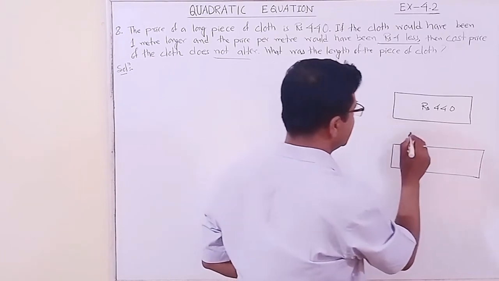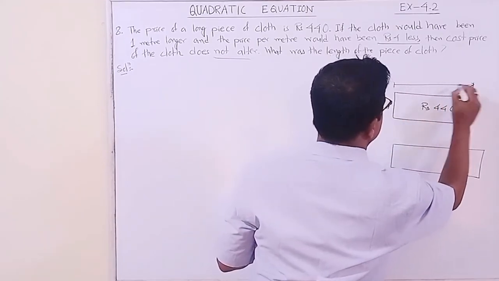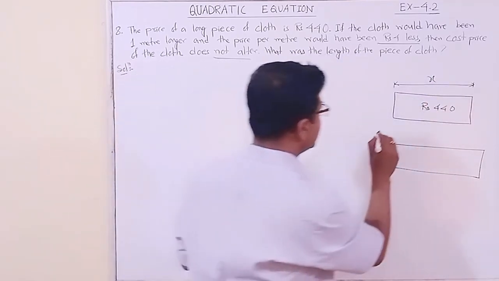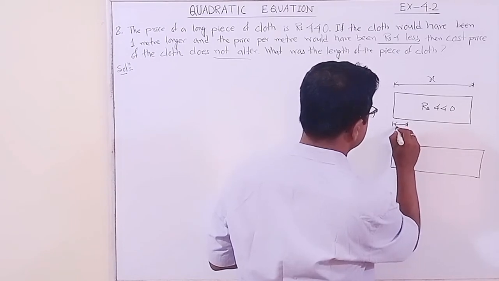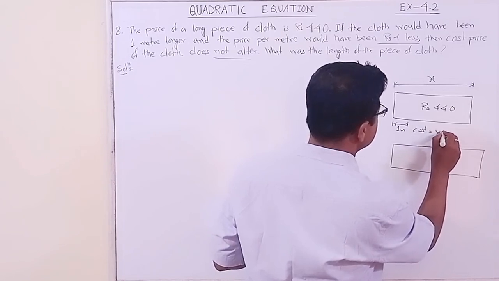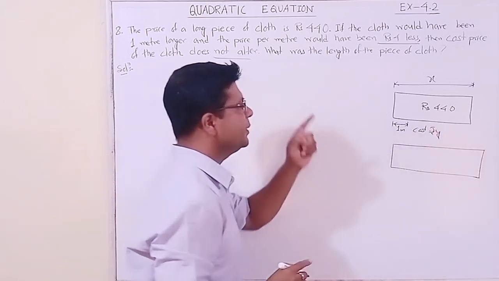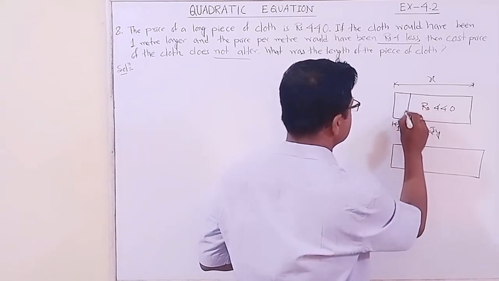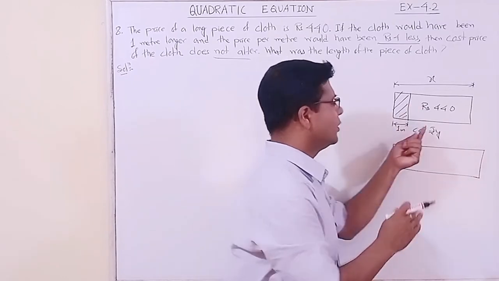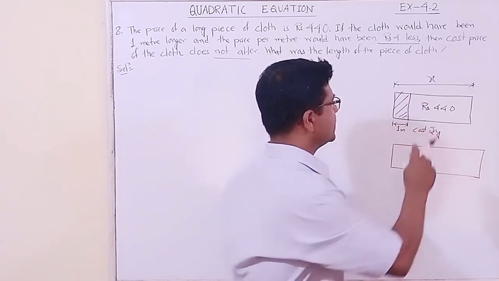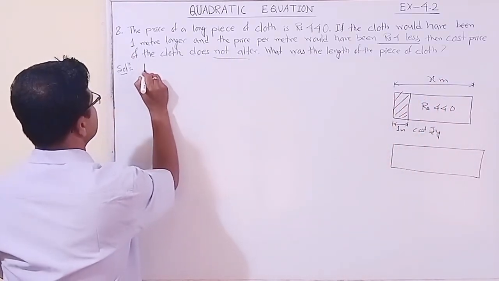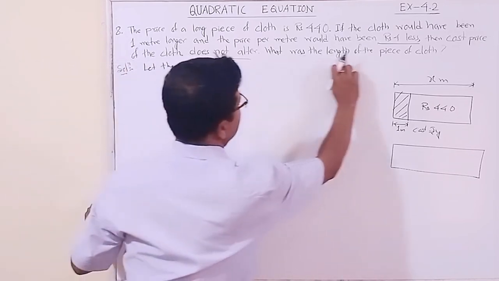So here let us consider that the length of the cloth be x. Suppose this is 1 meter, this is 1 meter. Here the cost of 1 meter be rupees y. For 1 meter of the cloth, what is the cost of it? Rupees y. So for x meter, what is the cost? xy. So what do we have to find? The length of the piece of the cloth.